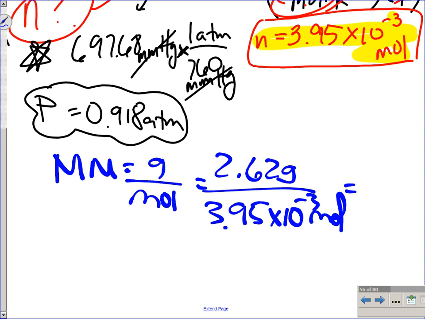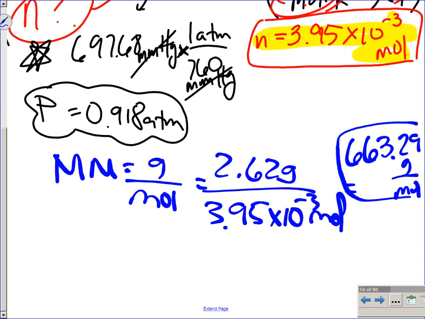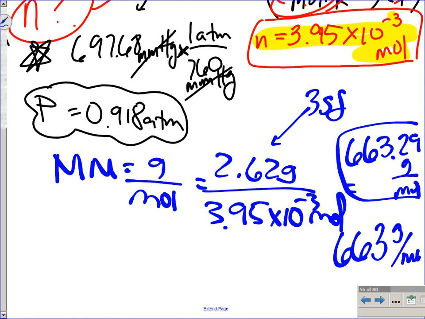And what is that when you guys get there? 663 grams per mole, which is just what the unit is because they don't cancel. And then I would round that. How many sig figs? This one right here has 3 sig figs. So this would be finalized to be 663 grams per mole.